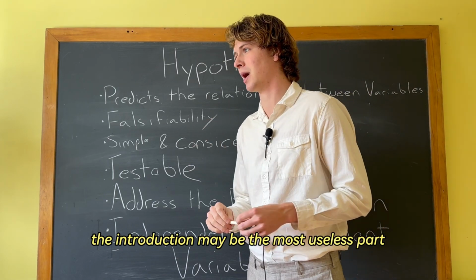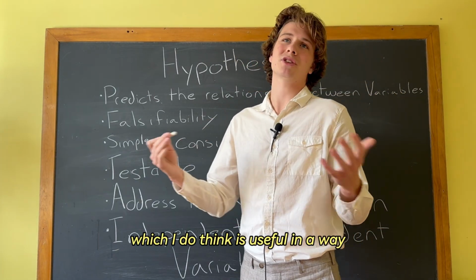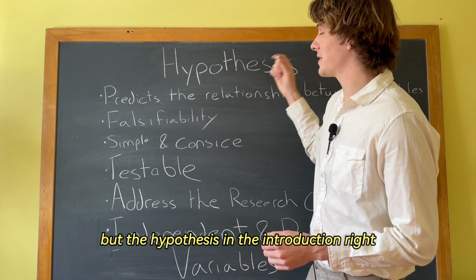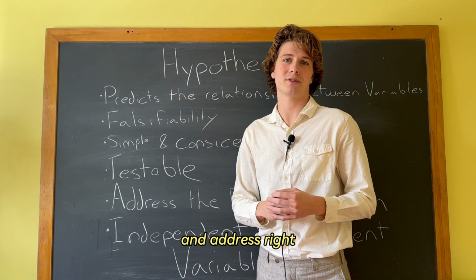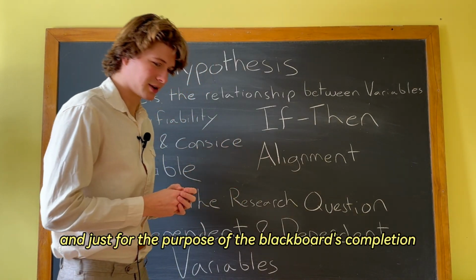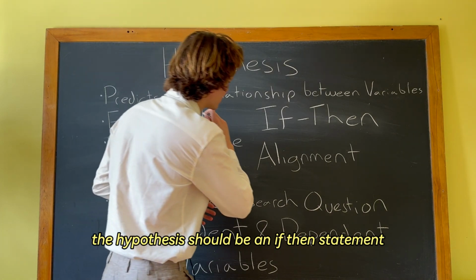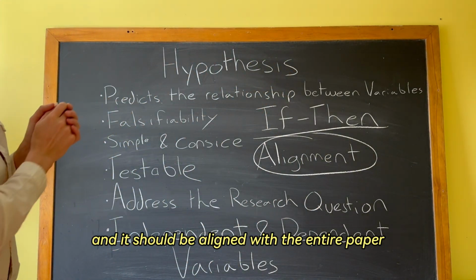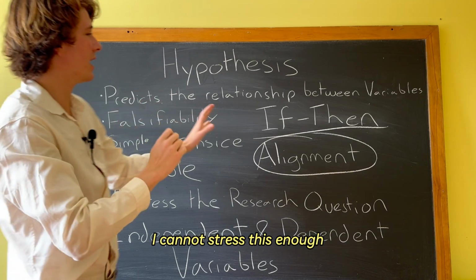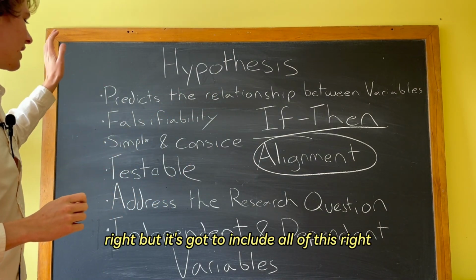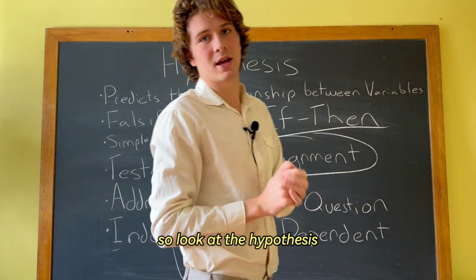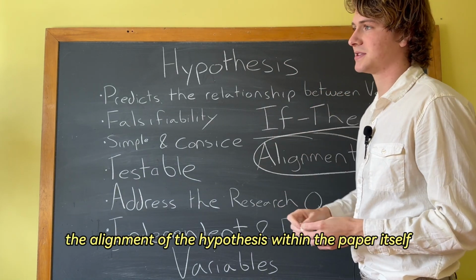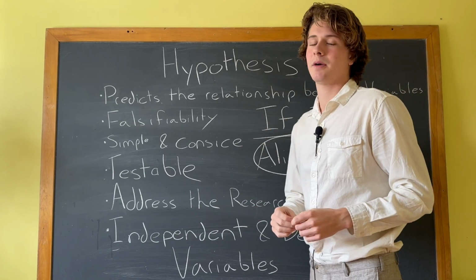The introduction may be the most useless part. It should give us a good historical background, which I do think is useful in a way, but when you're assessing the study, maybe it's not the most useful part. But the hypothesis is in the introduction, right? So that's the important part to assess and address, right? And just for the purpose of completion, the hypothesis should be an if-then statement, and it should be aligned with the entire paper, right? You know, this is so important. I cannot stress this enough. If-then statement's important, right? But it's got to include all of this, right? So look at the hypothesis, assess the hypothesis, assess the alignment. That's what I'm going to be hounding on, is the alignment of the hypothesis within the paper itself, within the discussion itself, right? So this is the hypothesis.